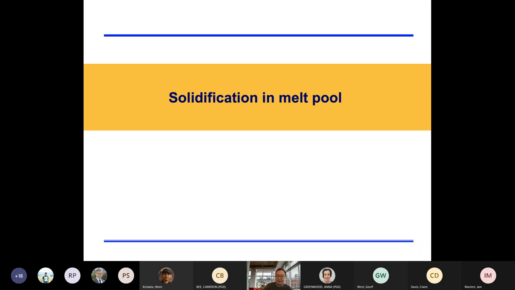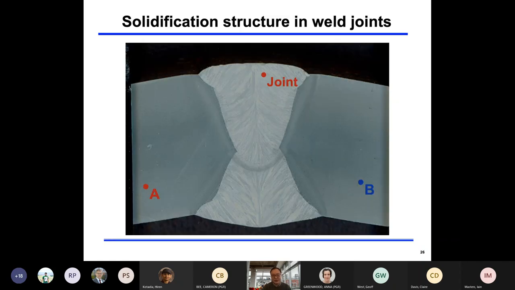Today I will talk about solidification more. Not so much solid-state transformation, but looking into how liquid transforms to solid, at the grain structure level. Normally we see very fine grains around the interfaces, and then columnar grains will grow, and normally in the center you have some equiaxed grains form.